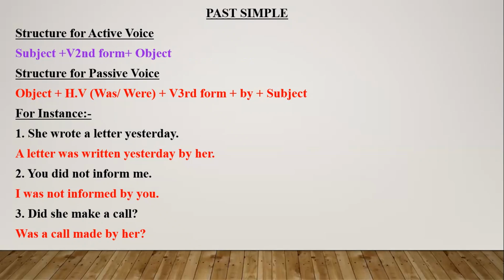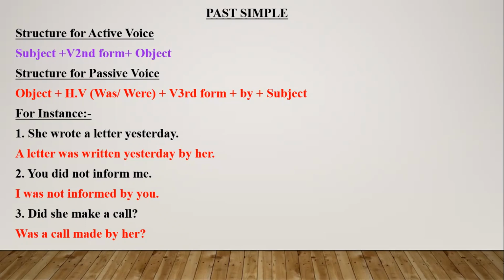For instance, she wrote a letter yesterday. First of all, we need to find out an object. The object is a letter. So a letter was written yesterday by her, or you can say a letter was written by her yesterday. Number two, you didn't inform me. That is a negative sentence. So we will apply the same rules. Me is your object. Now it will be I. I was not informed by you.